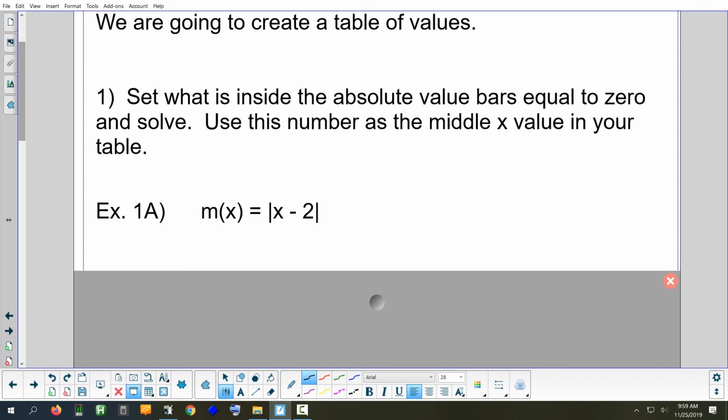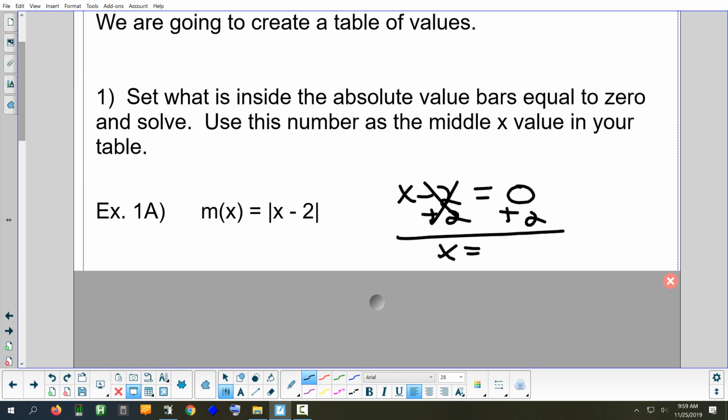If we look at that example, Maya, what's inside the bars there? X minus 2. And Leilani, what does it say to set what's inside the bars equal to? 0. Yep. So set what's inside the bars equal to 0, and now solve it. Tristan, how would I solve that? Add 2 on both sides. And when I add that, what do I get? X equals 2.